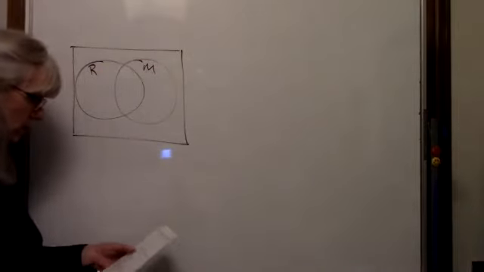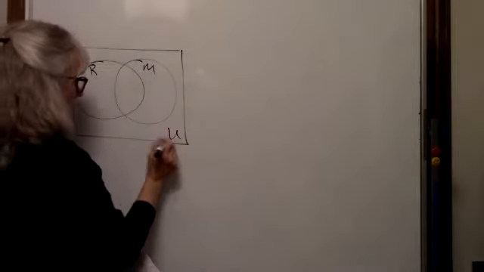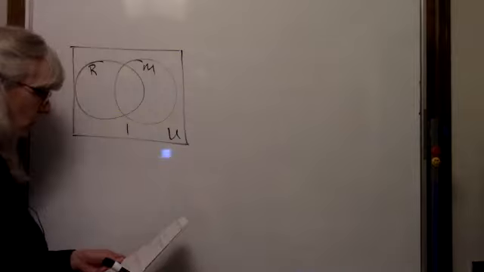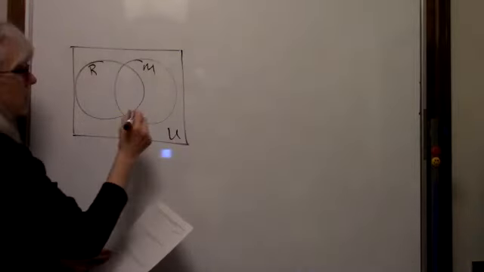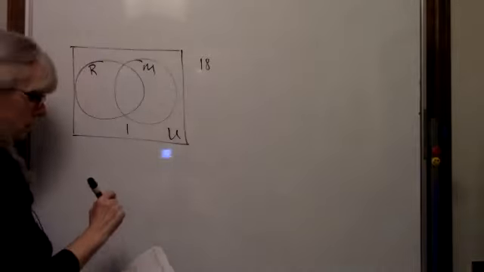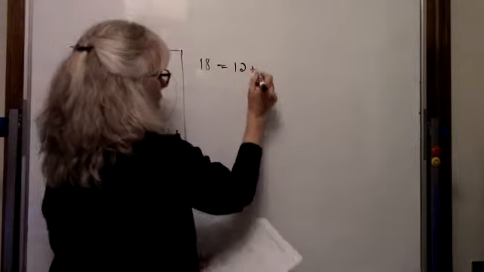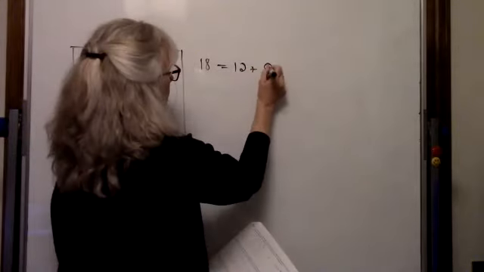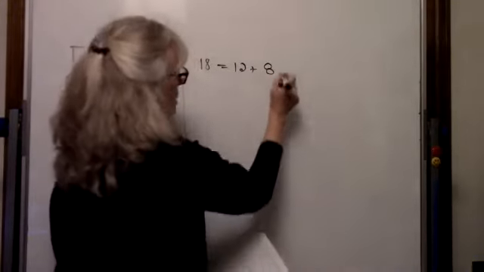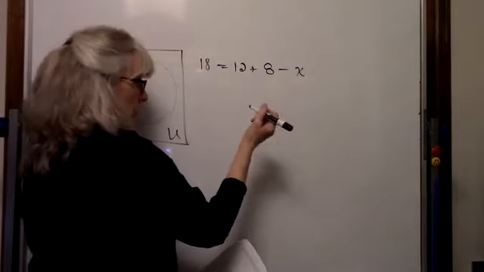Okay, what do we know? We know that 1 student owns none. So I've got 1 sitting out here. I know that altogether we have 18 people. Okay. That's our union. I know that 12 own a road bike. I know that 8 own a mountain bike, but I don't know how many are in the intersection. So I'm going to let X represent the intersection.